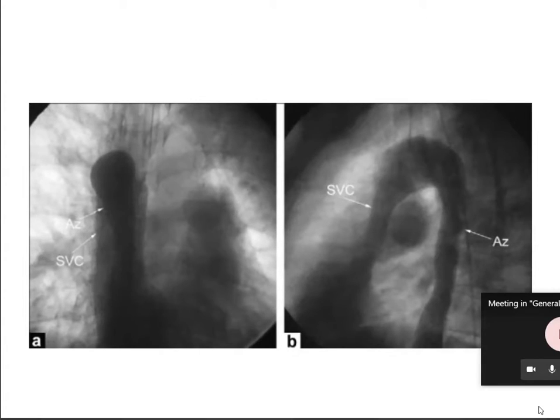Okay, so this is the lateral view. You can see the SVC is anterior and the azygos is posterior. Why is it called azygos? Why is the name?